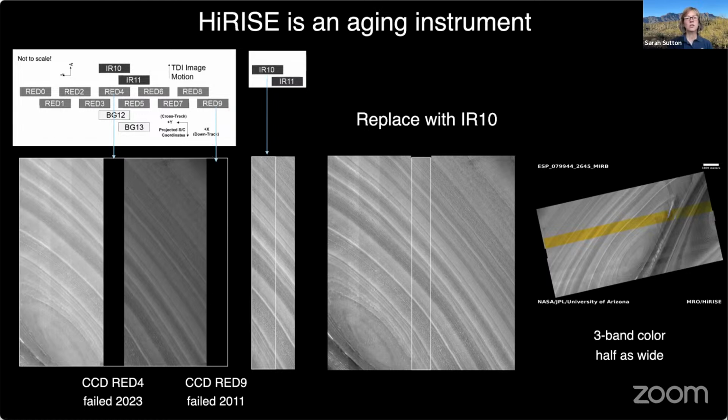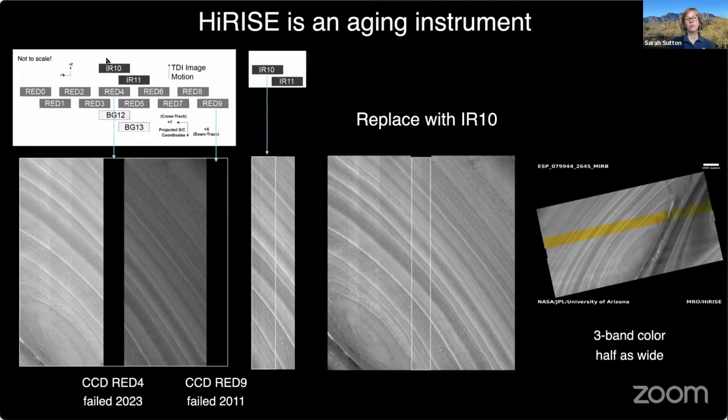This cartoon is not to scale, but this is the detector layout up in the upper left. Red 9, which was on the edge, dropped out in 2011, which didn't really create any noticeable effects in the images because it was on the edge, thankfully. So we lost 10% of the image swath width. Last year, we lost red 4, and that was a much bigger effect because it's right in the middle of the image swath. So this white box is outlining the potential full width of a HiRISE image with the 2 gaps now.